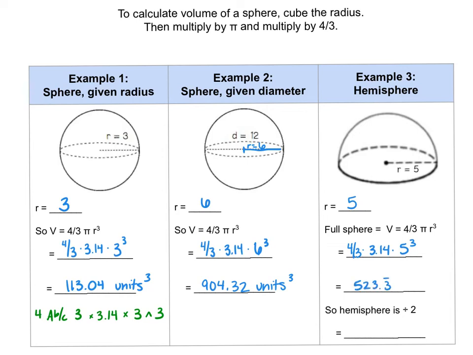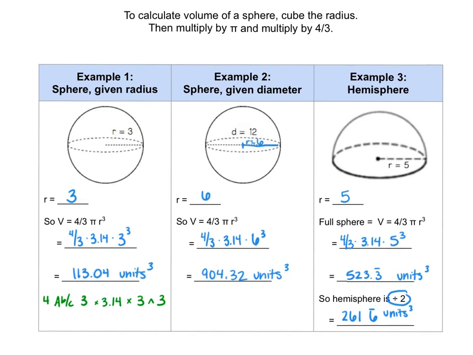So this gets me 523.3 repeating. But remember, that would be if I had a full sphere. So since I have a hemisphere, all I'm going to do is divide that by 2, and I get 261.6 repeating. And that would be units cubed. I have to zoom out a little bit to write my decimal point.